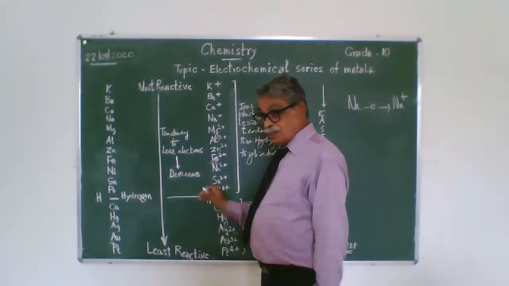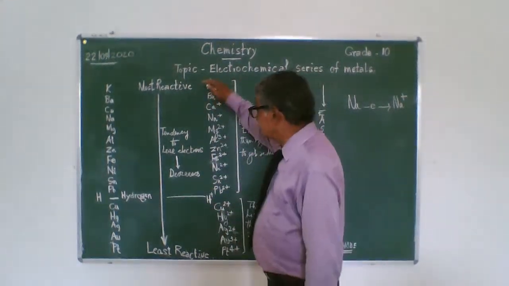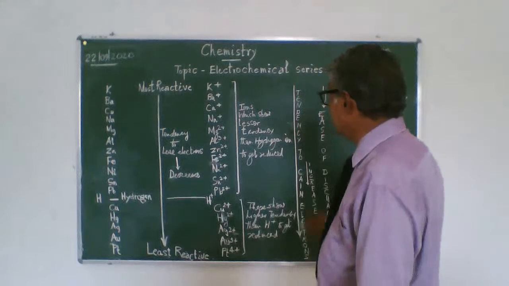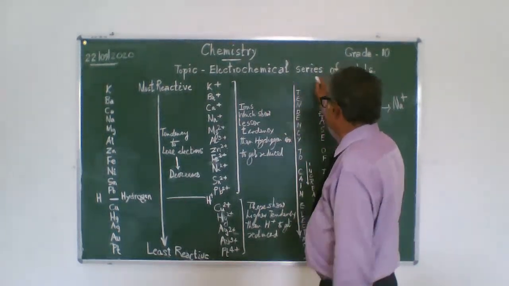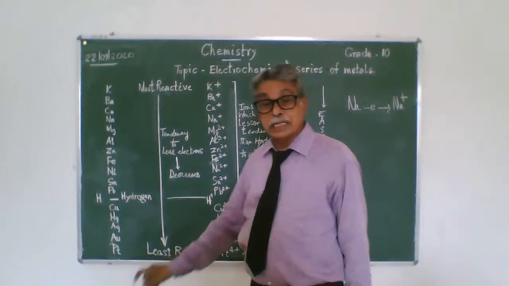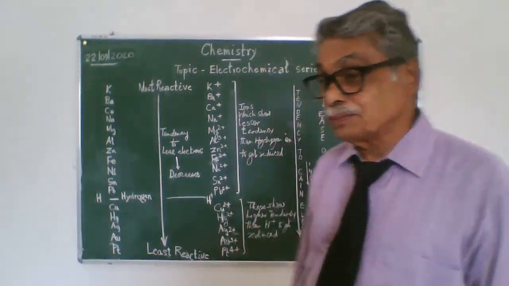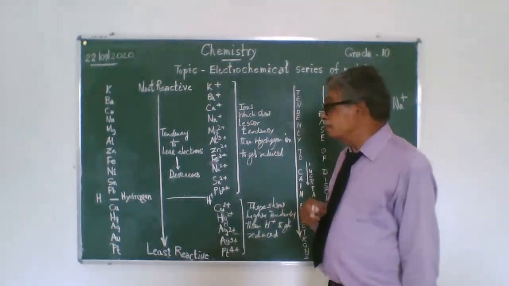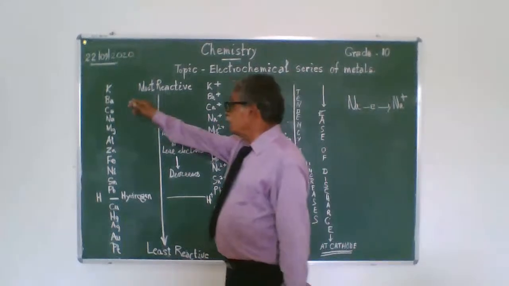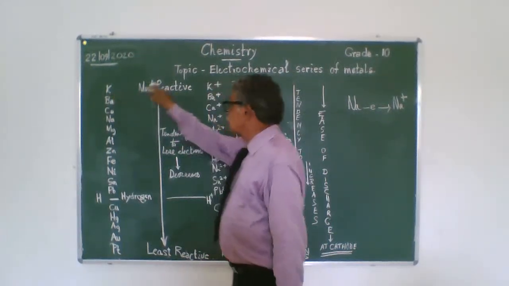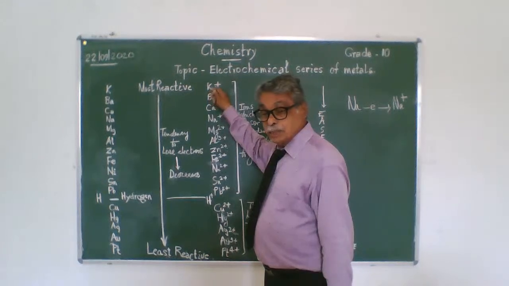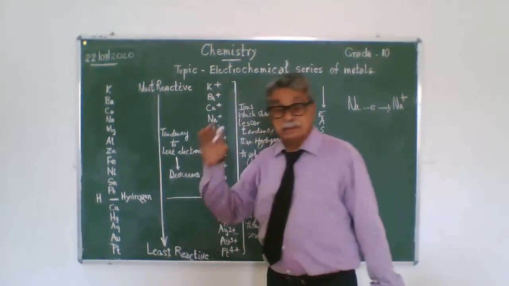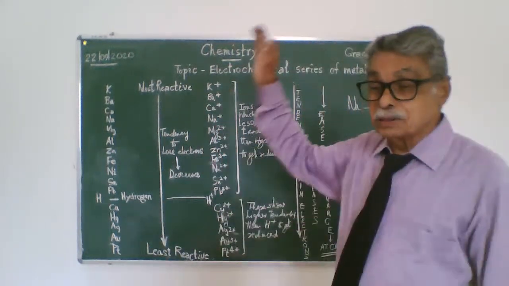Based on this, we have prepared a series known as the activity series. This is called the electrochemical series of metals. It's a part of electrochemistry, a branch of chemistry. You can see now, potassium can lose an electron and become a potassium ion easier than any other element. Potassium is right on top of this.